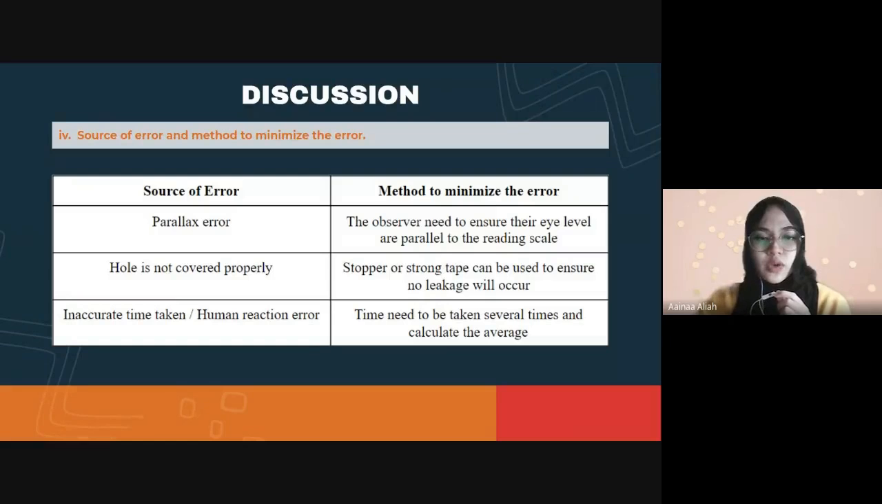The third one is inaccurate time taken, or we can also say human reaction error. A method to minimize this error is that time needs to be taken several times and the average calculated. So that's all for the discussion part. I will pass to the next presenter.